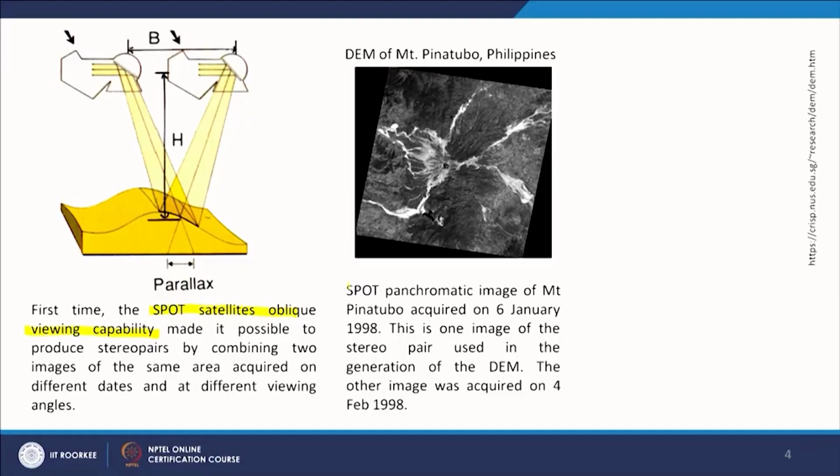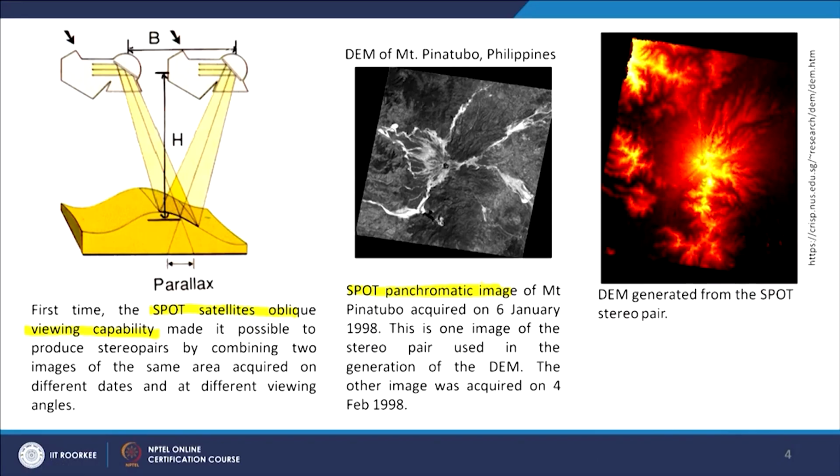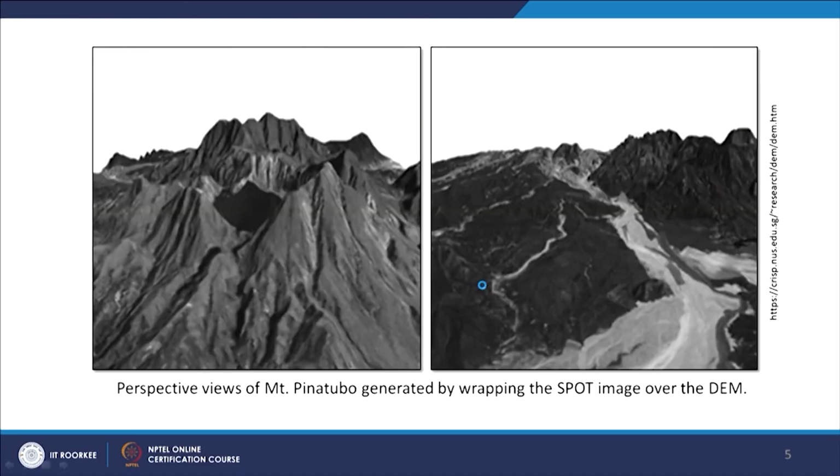So, like employing SPOT stereo pairs of panchromatic images, this is another point. These stereo pairs, when we go for digital elevation models, are always used in panchromatic, that is, in black and white. So, this is Mount Pinatubo of Philippines, for which a pair was acquired, and then you see a digital elevation model was generated using the same. So, not a big difficulty here.